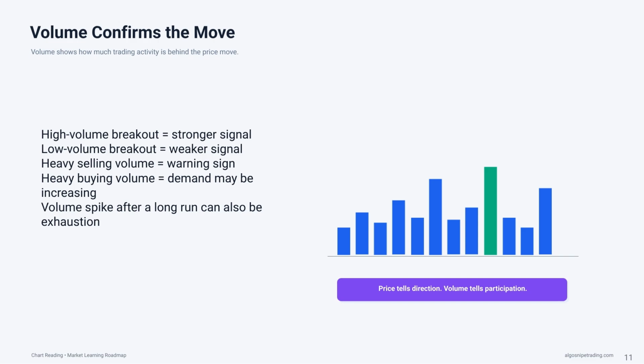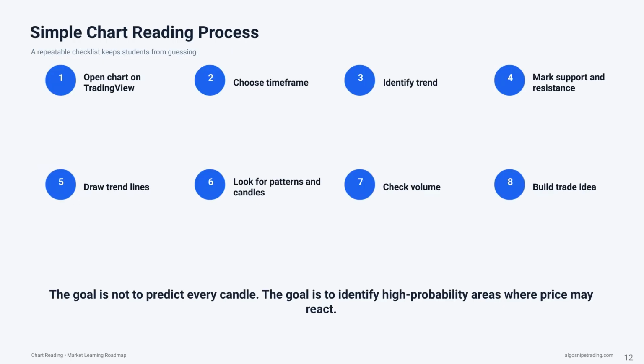Main idea: price tells direction, volume tells participation. A good trader uses volume to confirm whether a move has strength or weakness behind it. Simple chart reading process. Short lesson. A simple chart reading process helps traders stay organized and avoid guessing. Instead of jumping into a trade right away, traders should follow the same checklist every time.